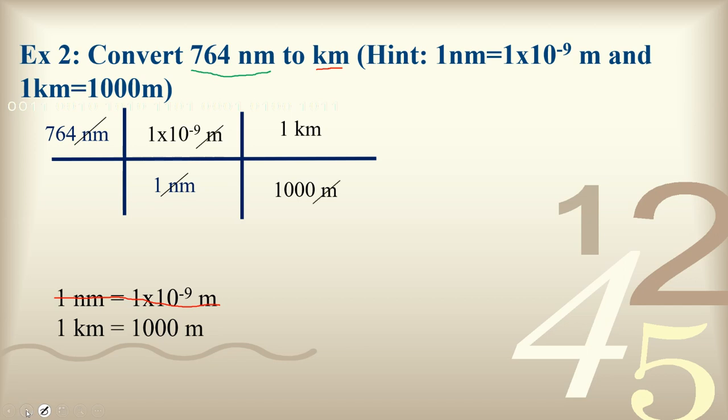My meters cancel out. So my new unit is kilometers. Again, to do the math, you multiply everything across the top, multiply everything across the bottom, and divide. And that's going to come out to be 7.64 times 10 to the negative 10th kilometers.